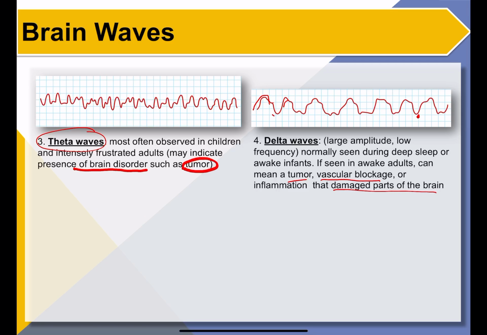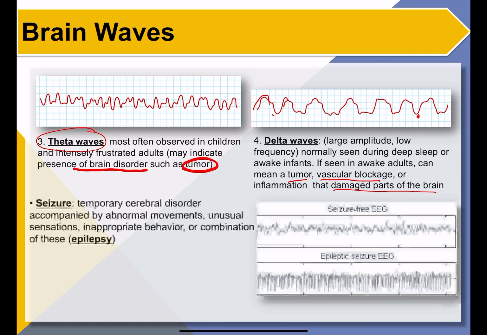Okay, so without cutting someone's brain open or having to do an MRI scan, EEG can also provide some insight as to what's going on in the brain. And a common brain disorder activity that can be seen on EEG is seizures. Now, a seizure is a temporary cerebral disorder that is accompanied usually by abnormal movements, unusual sensations, or inappropriate behavior, or a combination of these, sometimes known as epilepsy.